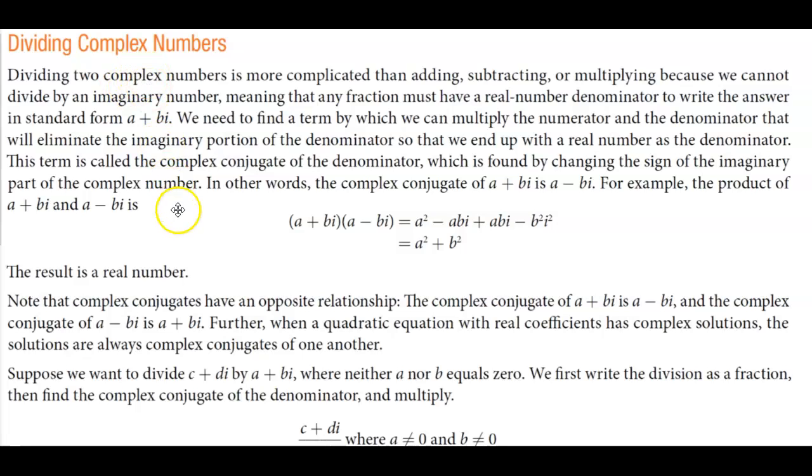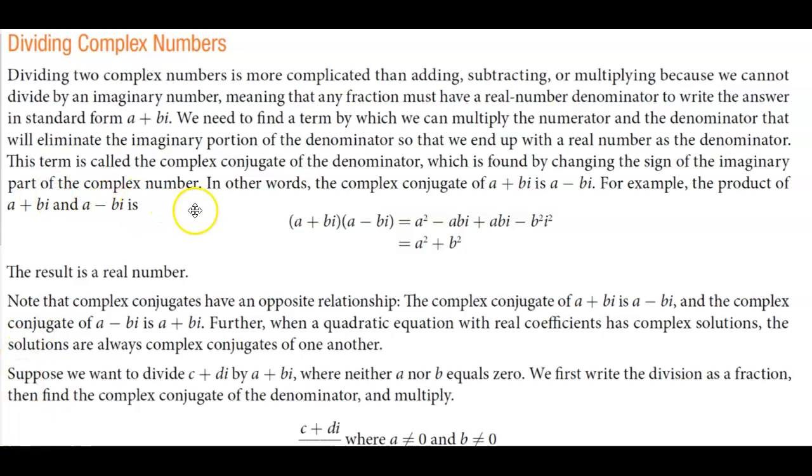Dividing complex numbers. Dividing two complex numbers is more complicated than adding, subtracting, or multiplying because we cannot divide by an imaginary number, meaning that any fraction must have a real number denominator to write the answer in standard form a plus bi. We need to find a term by which we can multiply the numerator and the denominator that will eliminate the imaginary portion of the denominator so that we end up with a real number as a denominator.